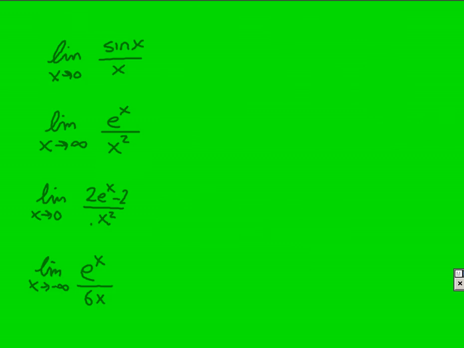So, to see how that works, in this first one, sine of x over x, if I just plug in immediately, that's what I should try first. Sine of 0 is 0 and x is 0. So I have the indeterminate form 0 over 0.